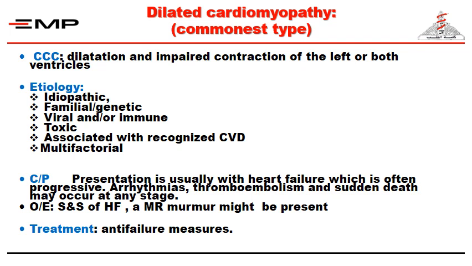On examination, they have signs and symptoms of heart failure, and these are mentioned in the heart failure lecture, and a mitral regurgitation murmur might be heard at the apex in severe cases, in patients who have a dilated left ventricle, and the mitral ring is dilated. So in these patients, you have to investigate to know whether this patient had a dilated idiopathic or a viral cause for cardiomyopathy. Treatment is with anti-failure measures.